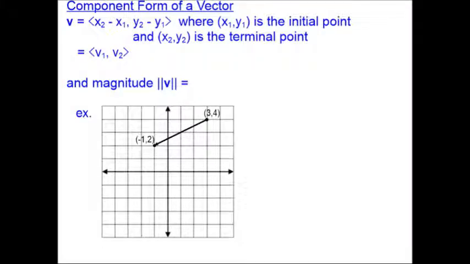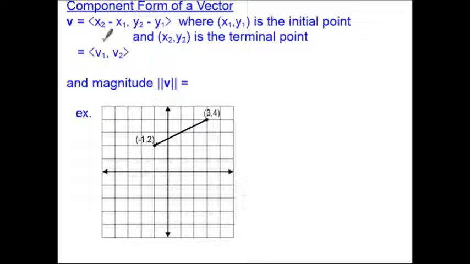Now something that we're going to be using a lot is the component form of the vector. So vector V is going to be basically subtracting the x coordinates and subtracting the y coordinates, but it's very important that x1 and y1 are the initial and x2 and y2 is the terminal. So we're doing terminal minus initial as we do this. And then that vector V can be denoted as just a solid V1, V2.